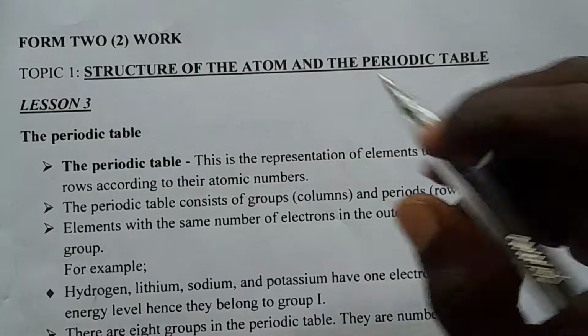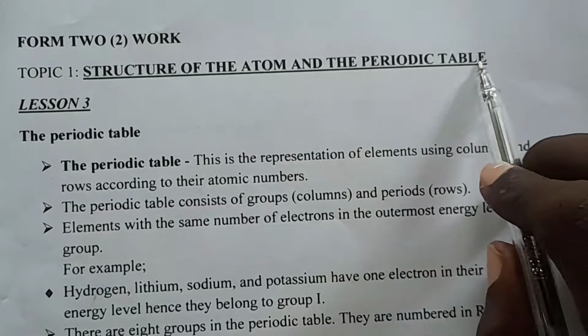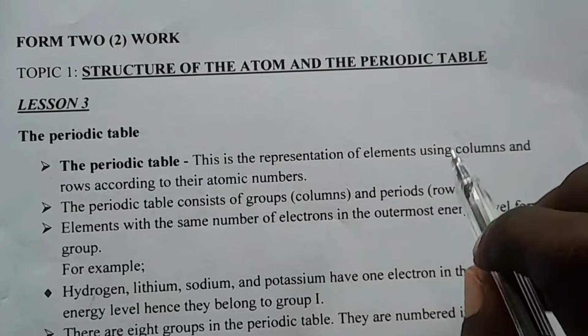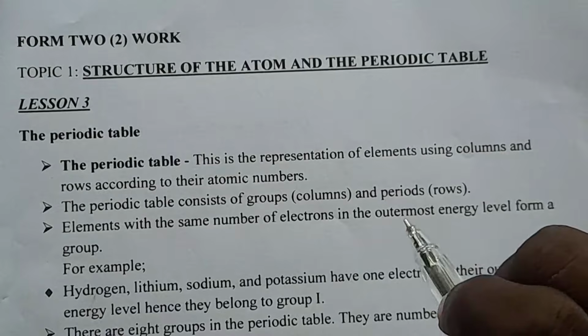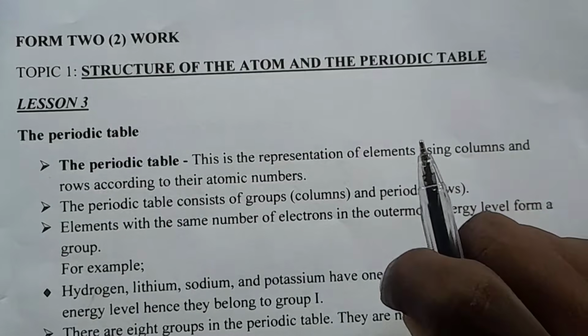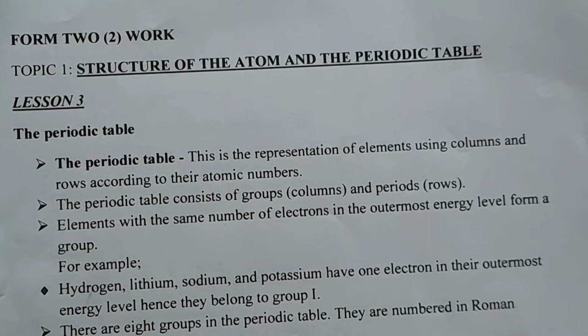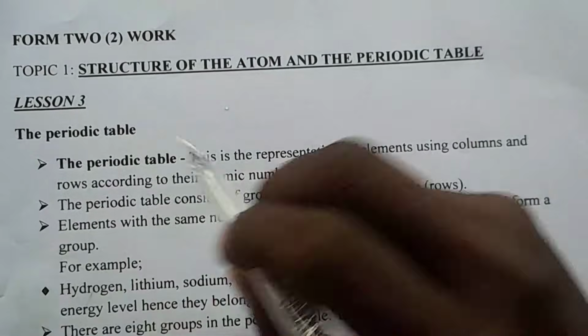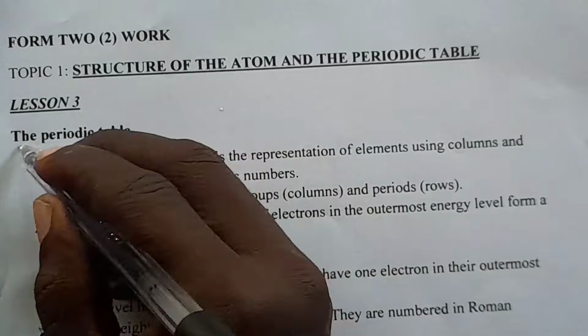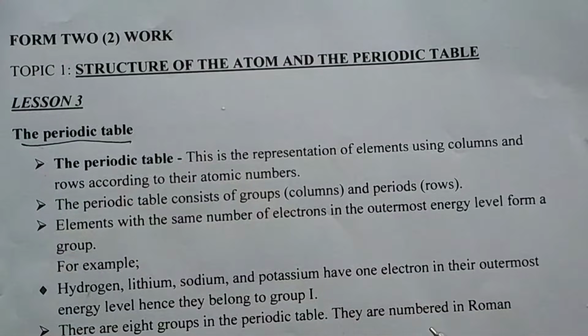Previously, we were on the structure of the atom and the periodic table for lesson 2, where we were defining and dealing with the isotopes, energy level, and electron configuration, or what we have said, electron arrangement. So in this lesson 3, we are going to be dealing with the periodic table. Okay, what is the periodic table?